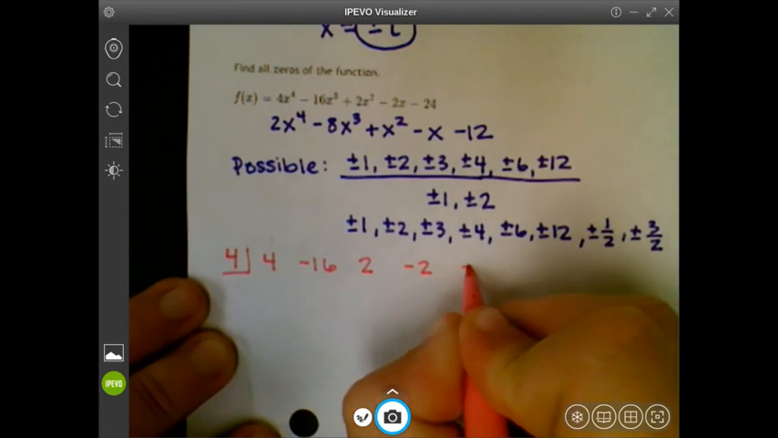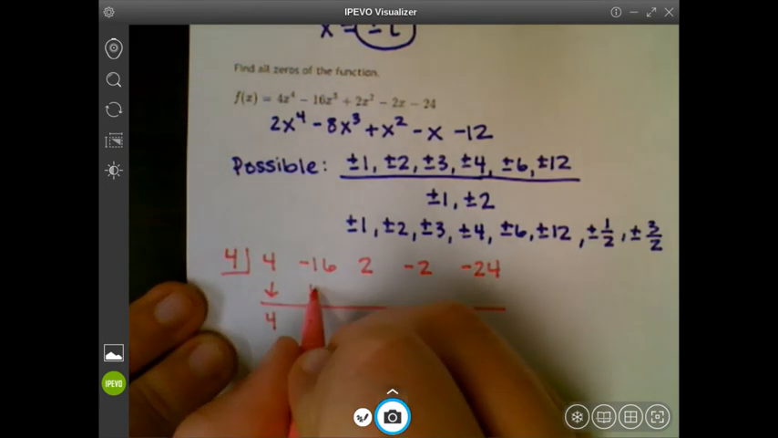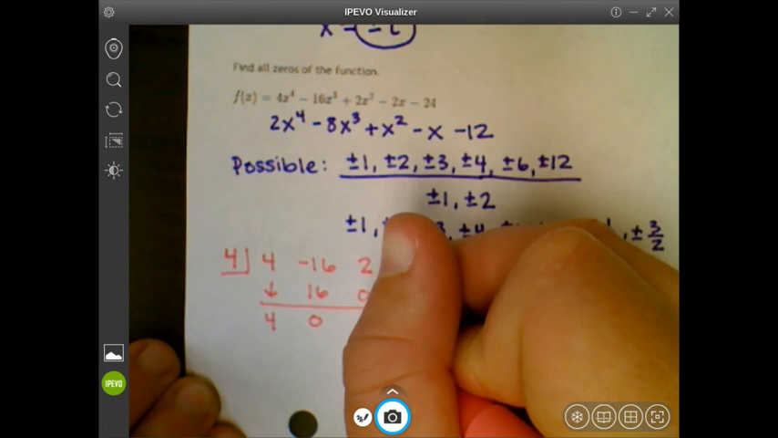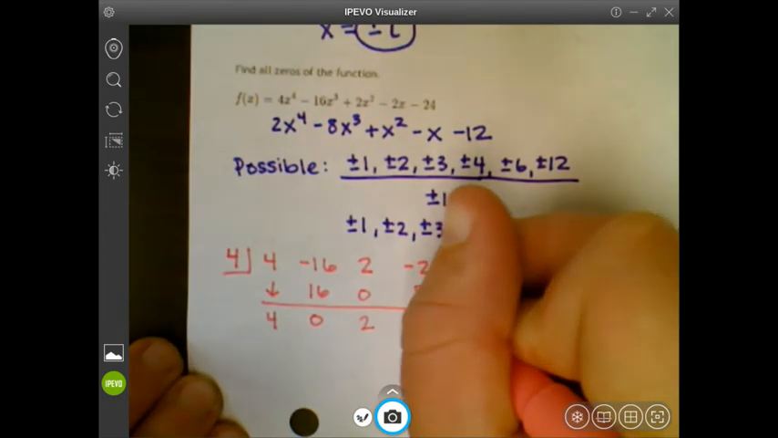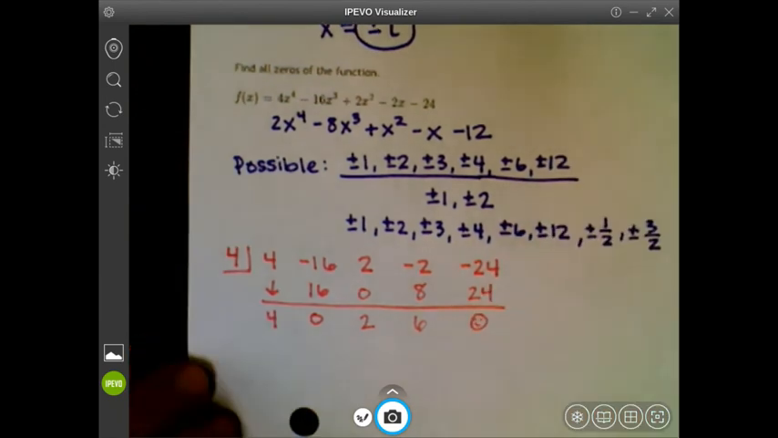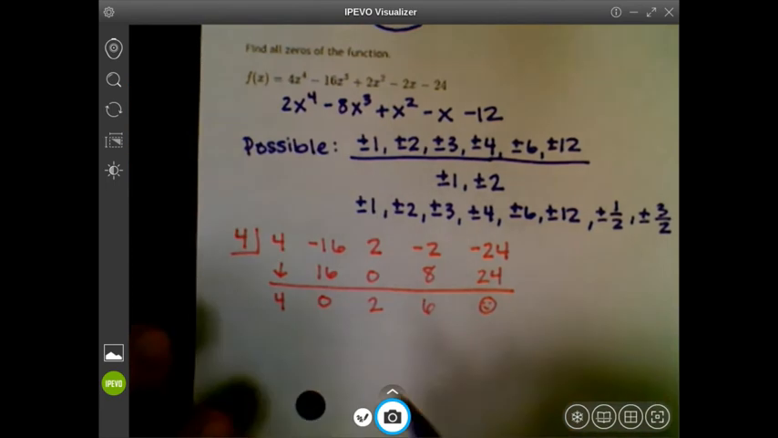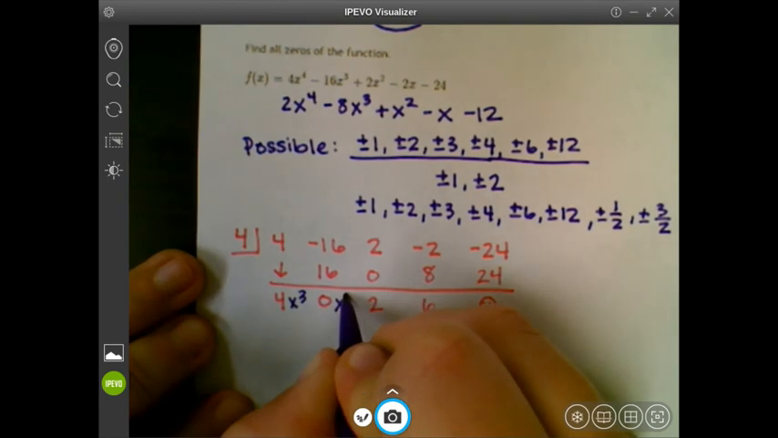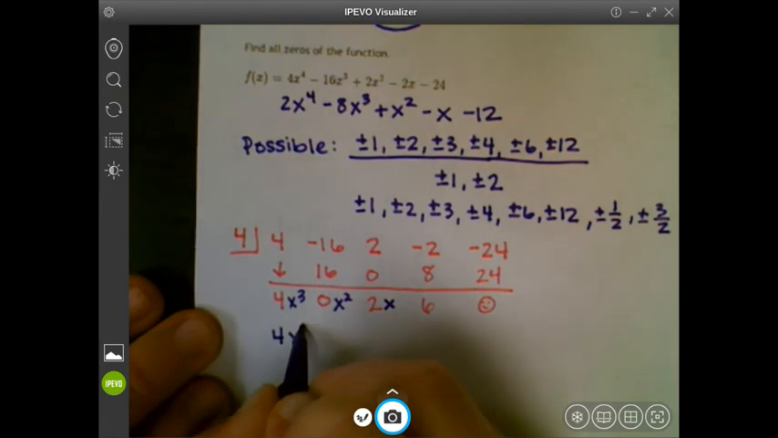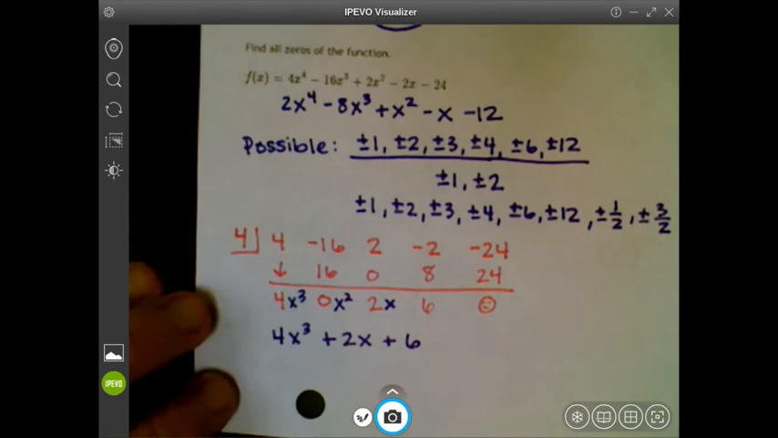Minus 2, minus 24. So bring the 4 down, multiply, add, multiply, add, multiply, add, and multiply, add. And I get a 0 at the end. And so because I started with an x to the 4th, I'm going to have an x cubed now, an x squared term, an x, and the constant term at the end. So here's my new polynomial, 4x cubed plus 0x squared, so plus 2x plus 6. And so I have to keep working with this guy.